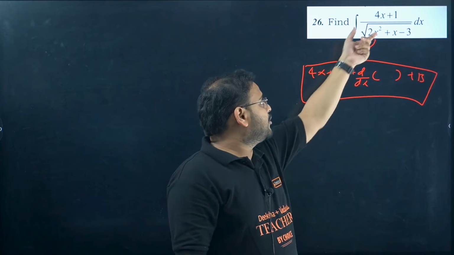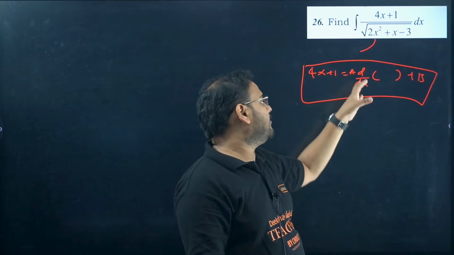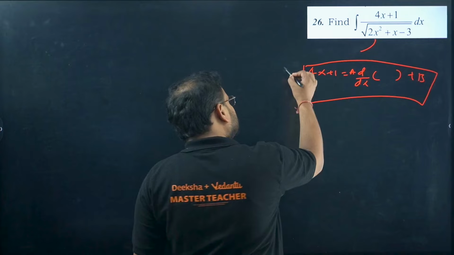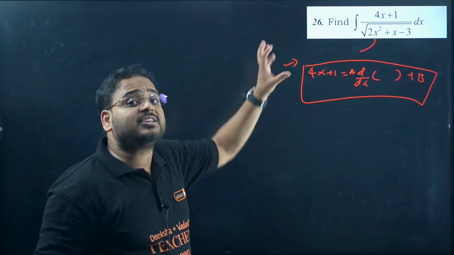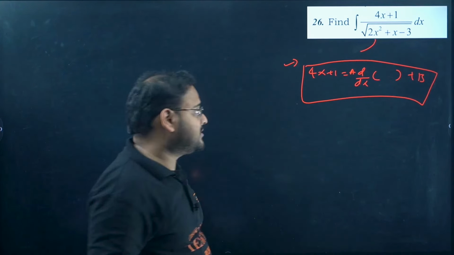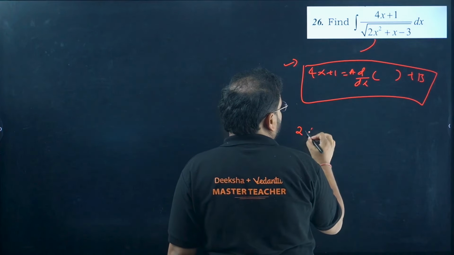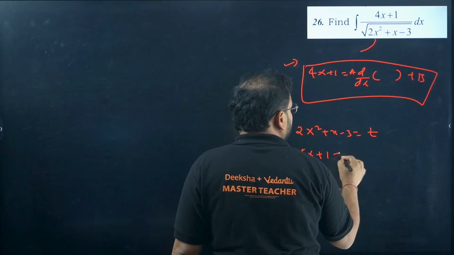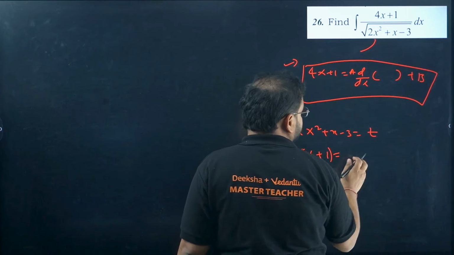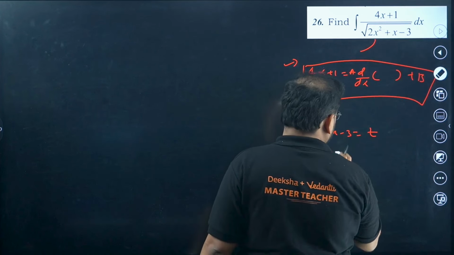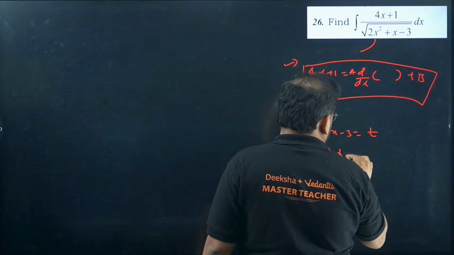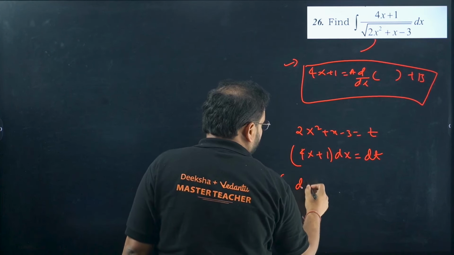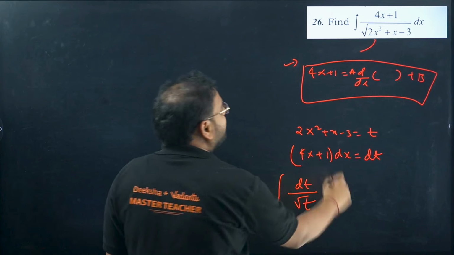Okay, right? The numerator as 4x plus 1 is derivative of a times of d upon dx by this plus b. Okay, but don't forget to check the second way as well. This will work in most of the questions, but this is a unique problem and much easier question. You'll see. Basically, if you take 2x square plus x minus 3 as t, differentiate, you'll get 4x plus 1 dx equals to dt. Now you can see here, this is same as in the numerator. So actually this question becomes what? dt upon root t.